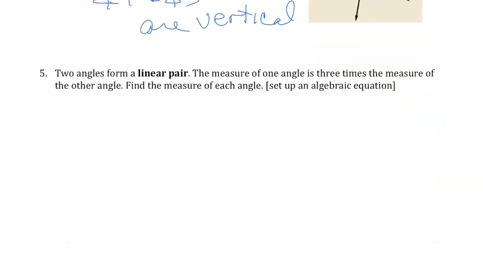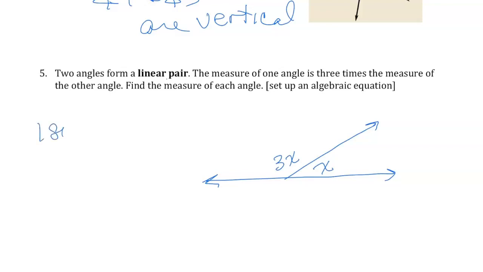Okay, last thing. 2 angles form a linear pair. Okay? Here's your line. The measure of one angle is 3 times the measure of the other angle. So you have to be able to say, this angle is x, this angle is 3x. Find each angle. 180 is going to be their sum, equals 3x plus x. 180 equals 4x, divide by 4, divide by 4.